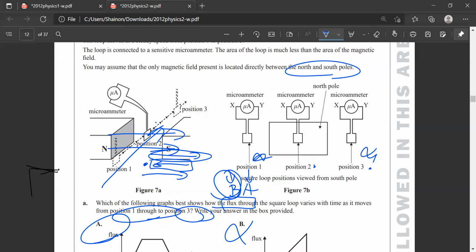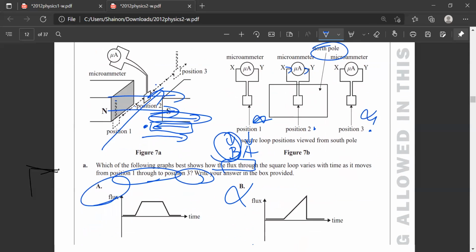So then if you use the right hand grip rule, and you hold on to one of these parts, you'll find that, because this is from North Pole, it's going to be from X to Y from the North Pole. But then if you look at it from the South Pole, it's going to be from Y to X.